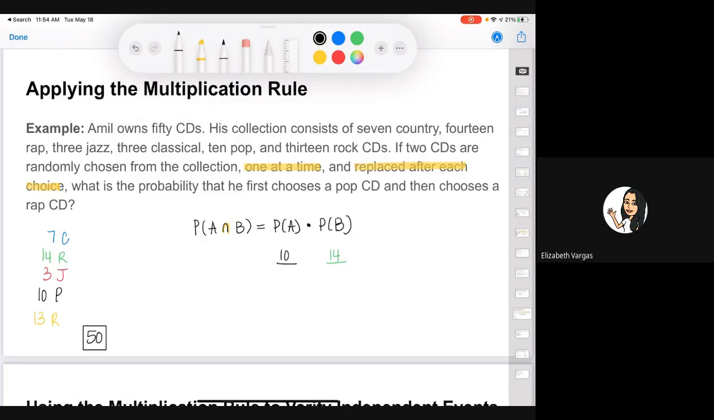If I select a pop CD out of those 50, and if I select a rap CD out of those 50, what is the probability of first choosing a pop and then choosing a rap? So I put that into that equation, multiply across. And this is the expression that I get for that probability. If I wanted to, I could go ahead and plug that into my calculator and see that it's approximately 56%. Okay, so if two events are independent, then we use the independent equation, and that will give us the probability of those two events occurring.